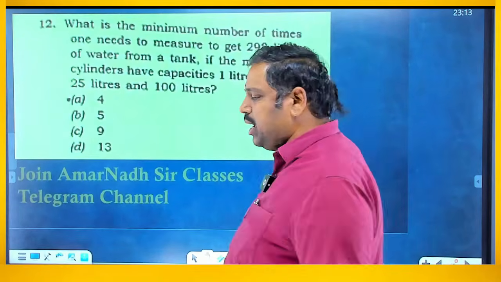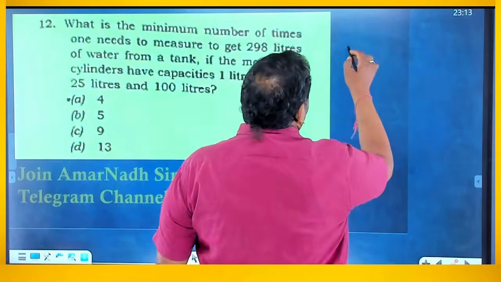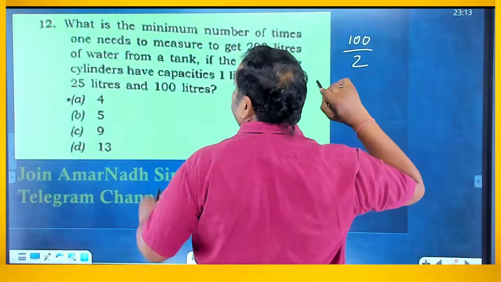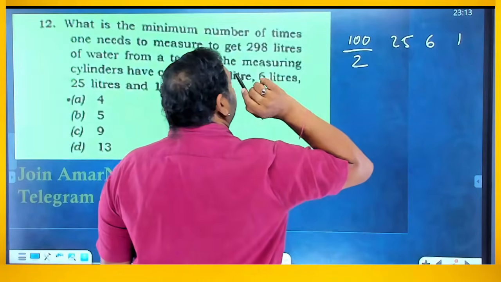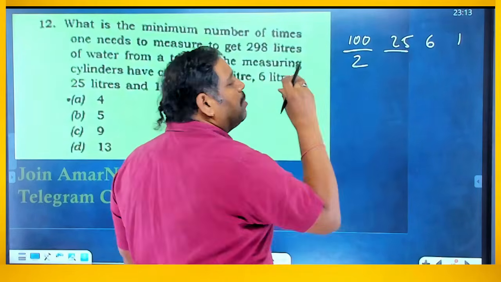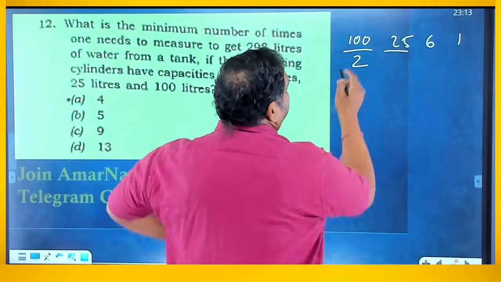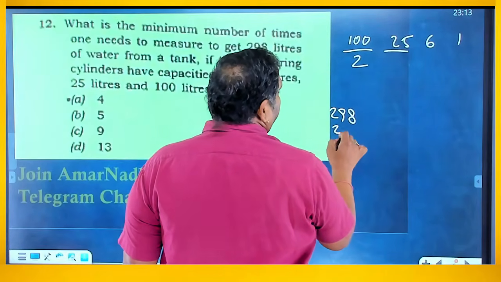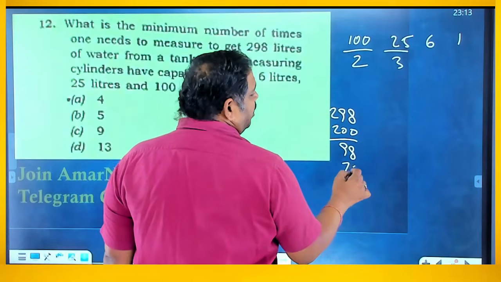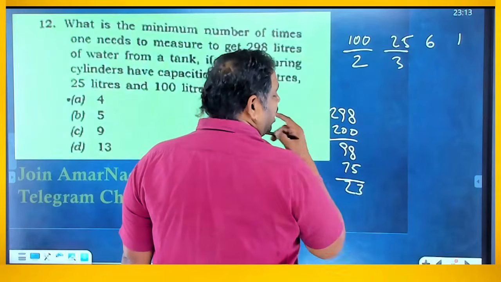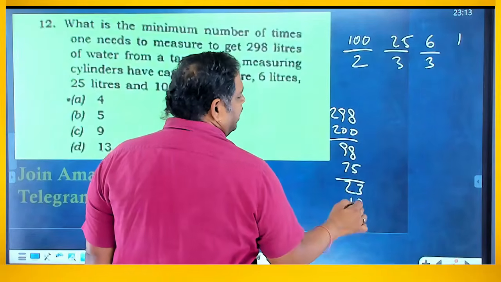I'll explain it to you first. For 298 liters, I'm unable to use 100 liters for 3, right? I'm taking 100 liters for 2. Now we still have 25 liters, 6 liters and 1 liter. Now, I want to use the minimum number of cans, so the size of the can should be greater. To measure 200 out of 298, 200 is completed, and still 98 liters are needed. To measure 98, 3 cans of 25 are needed; 3 into 25 is 75, remove it. Okay, it is 23 liters left. To take 23 liters, 6 liter cans, 3 are needed, that is 18. So it is 5.